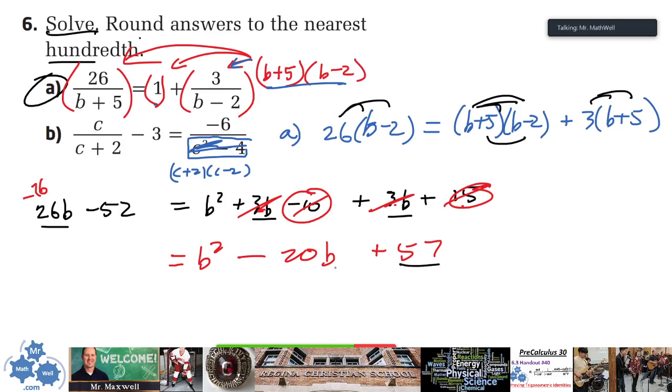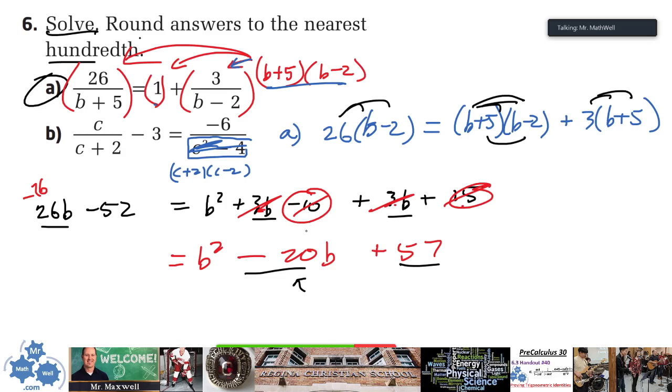What are the factors of 57 that add to negative 20? Do we have any? Probably not. Is 57 even prime? Not quite prime. So what are the factors of 57? If we divide it by 3, that's going to be 19. So is that 19 times 3? It doesn't quite get us 20, right? So you can try and factor this and see if those factors add up to 20. I'm not thinking they do.